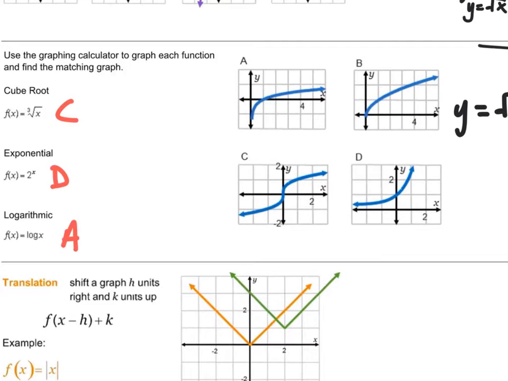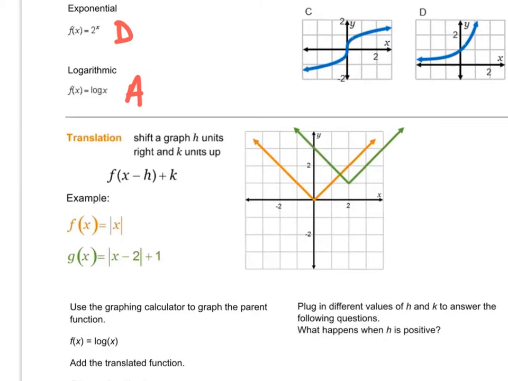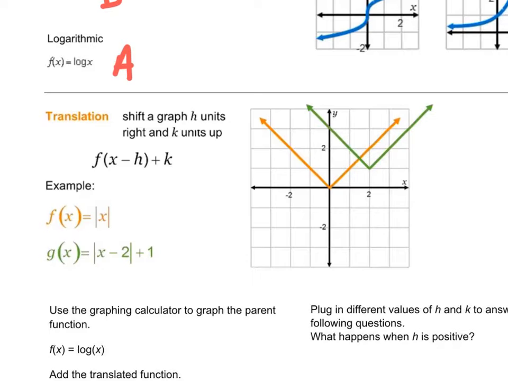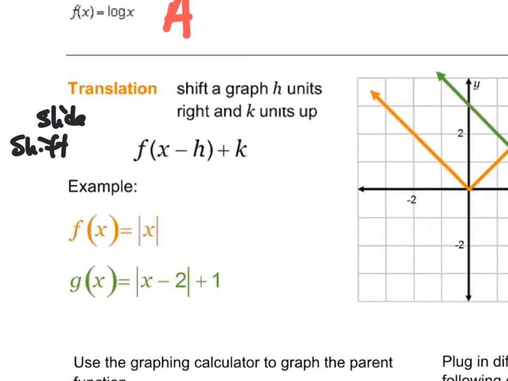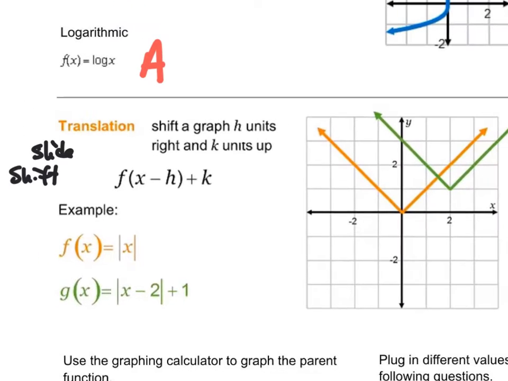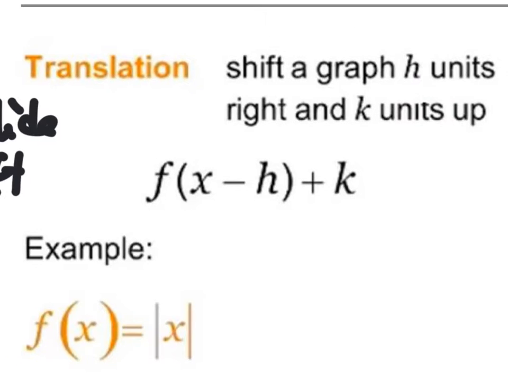All right, so then what we have is something called a translation. This is a slide. I call a translation a slide, like a shift. And so what we have is this. When you have this definition here, f of x minus h plus k, if h is inside the parentheses like this, h is a horizontal shift.